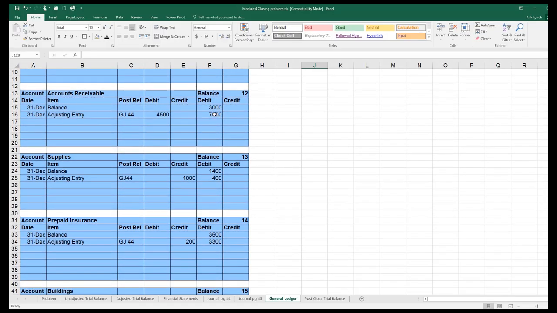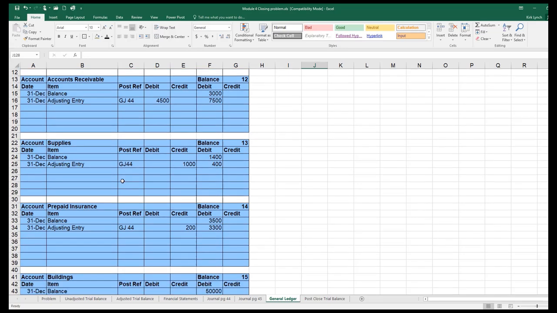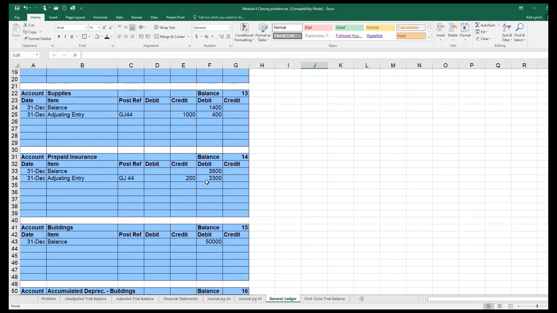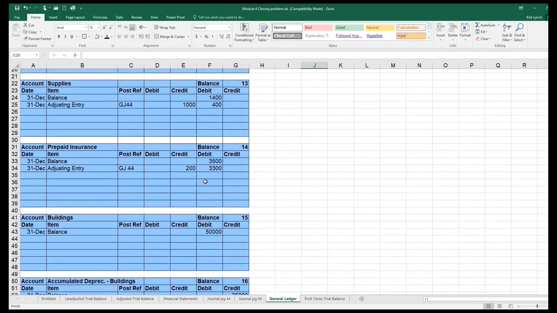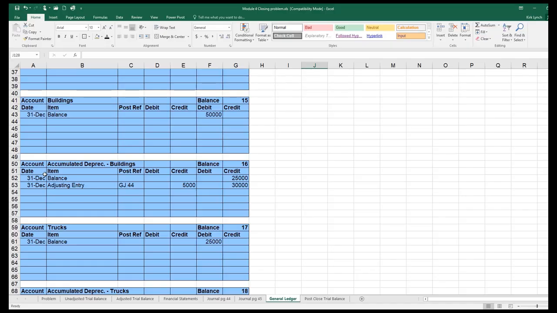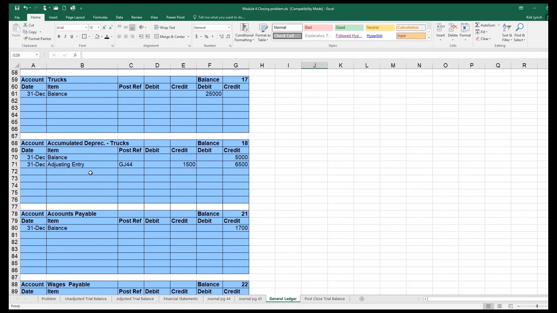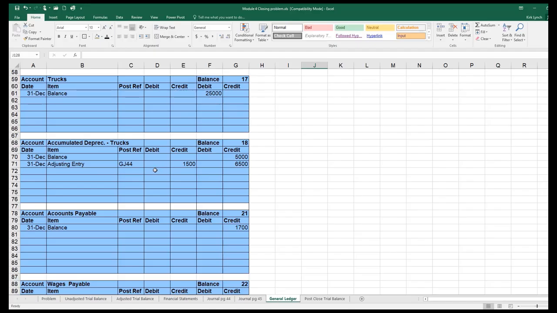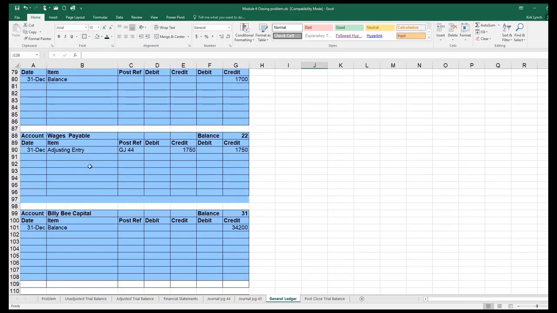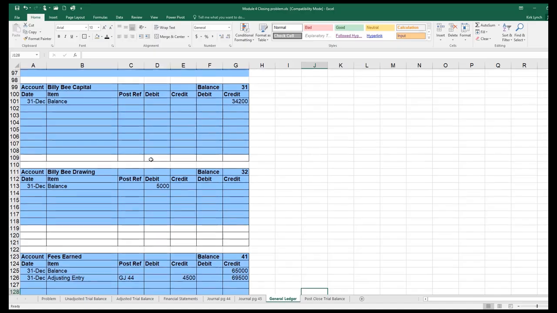If we look in our general ledger at the accounts that required adjustments, we see that accounts receivable had an adjusting entry and we have an updated balance. Supplies, we saw that adjusting entry being done live, and there's the balance. Prepaid insurance, the account balance has been adjusted. Our accumulated depreciation account balance has been adjusted. Our accumulated depreciation on our trucks has been adjusted. We have a new entry into a liability account for wages payable, which has been entered as an adjusting entry.